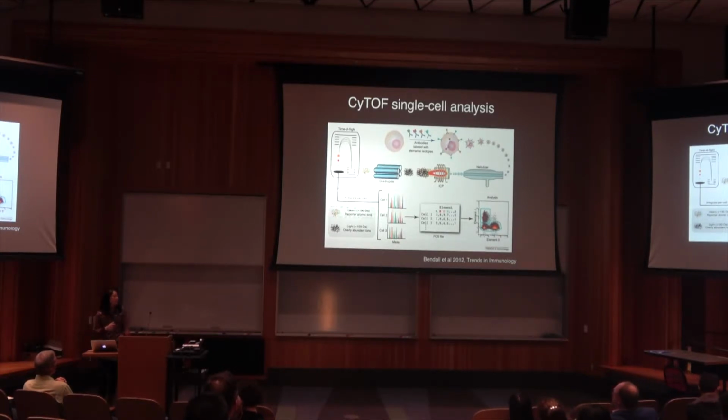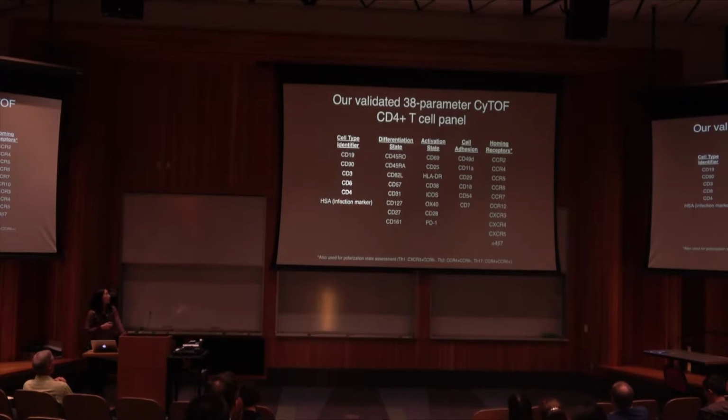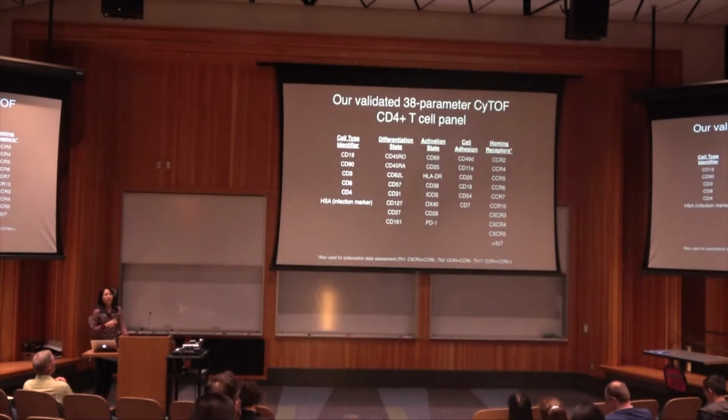Now, one advantage of CyTOF over conventional flow cytometry is that because you don't have this issue of spectral overlap, many more parameters can be simultaneously monitored. And what this essentially allows for is a much higher resolution of the immune system. And so we decided to apply CyTOF to characterize HIV infection. For this, we designed and validated a 38-parameter CyTOF panel that can distinguish between the various differentiation and activation states of CD4 T cells.